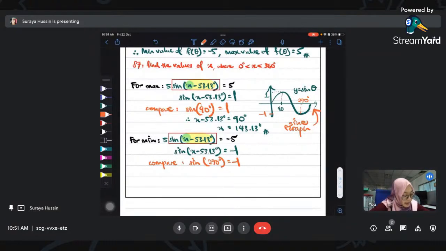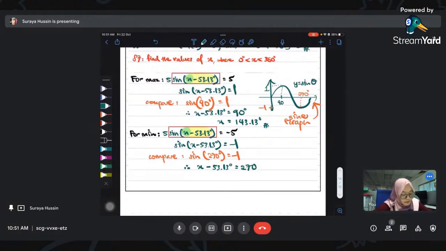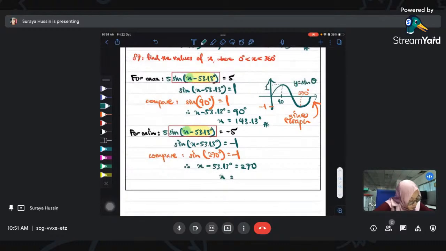So you hafal sine graph and you don't have a problem at all in comparing them, and therefore you answer terus jawab, terus tulis jawapan x minus 53.13 is equals to 270. Therefore x is equals to 323.13. Betul kan? Ya. Betul. So that is your answer.